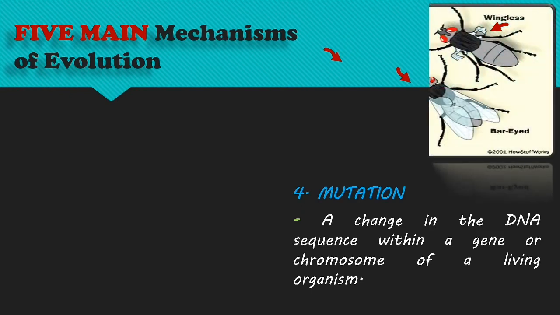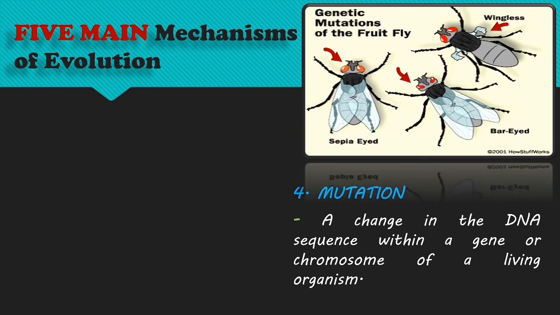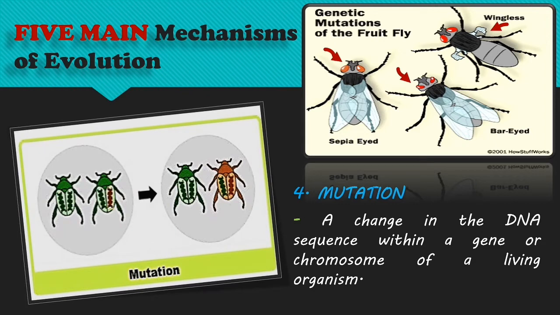So a change in an organism's DNA can cause changes in all aspects of its life. We have here examples of genetic mutations of the fruit fly: sepia-eyed, bar-eyed, and wingless. As another example, a mutation could cause parent beetles with genes for bright green coloration to have offspring with a gene for brown coloration. That would make genes for brown coloration more frequent in the population than they were before the mutation.